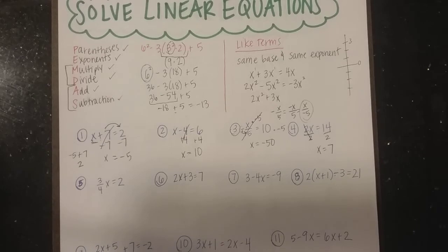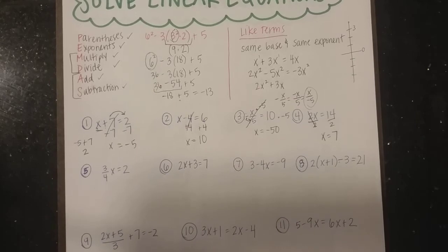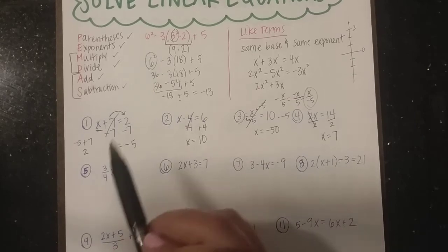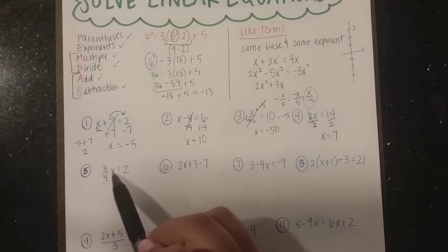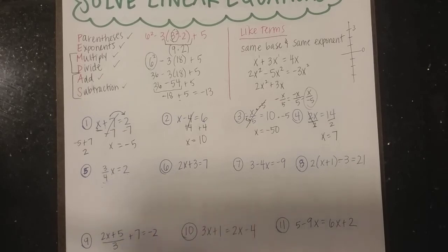And then if you need to, you can rewind and watch it again. All right, number 5 looks a little different. I do have this 3/4 out in front, so it's like 3/4 times x equals 2. So really I am going to divide by 3/4, but that's getting kind of ugly looking because I'm going to have all these fractions. I'm going to have a fraction inside of a fraction.